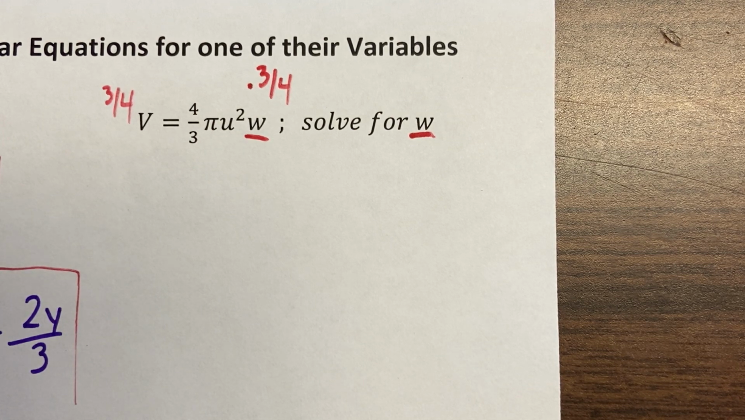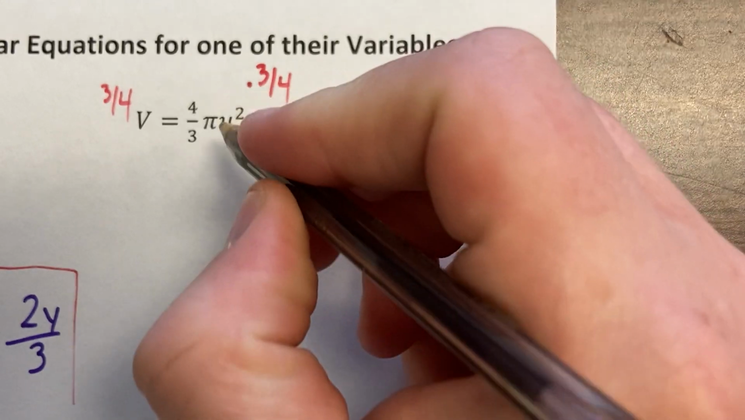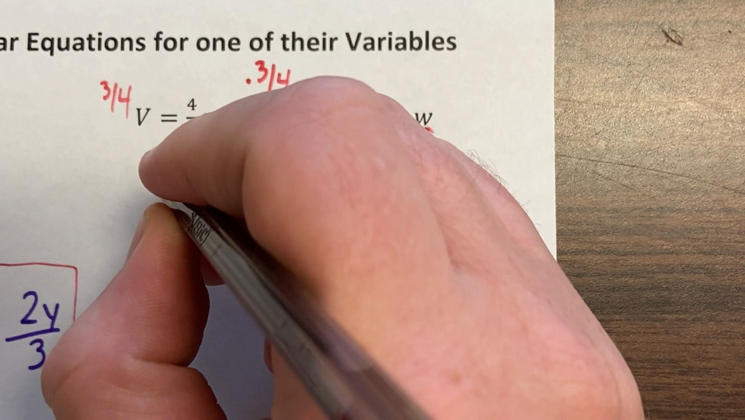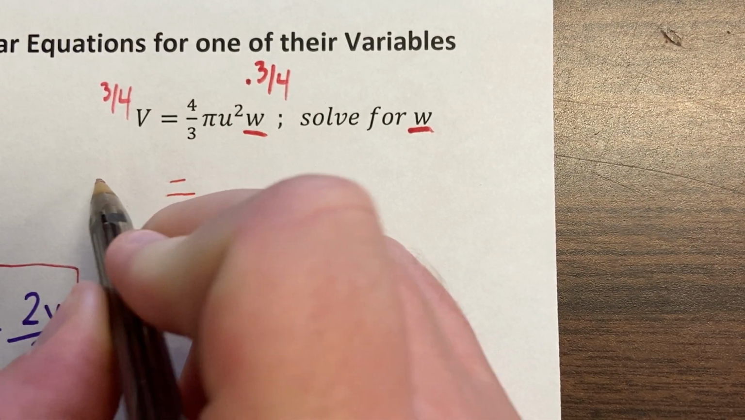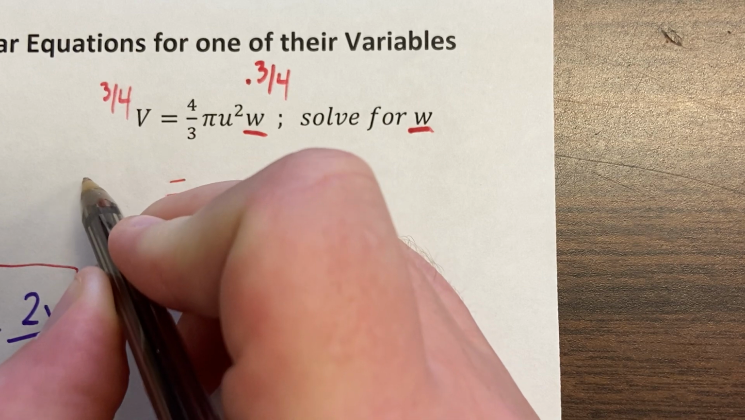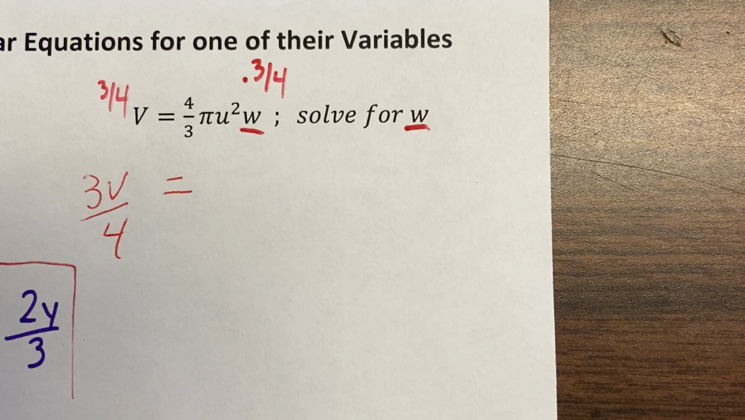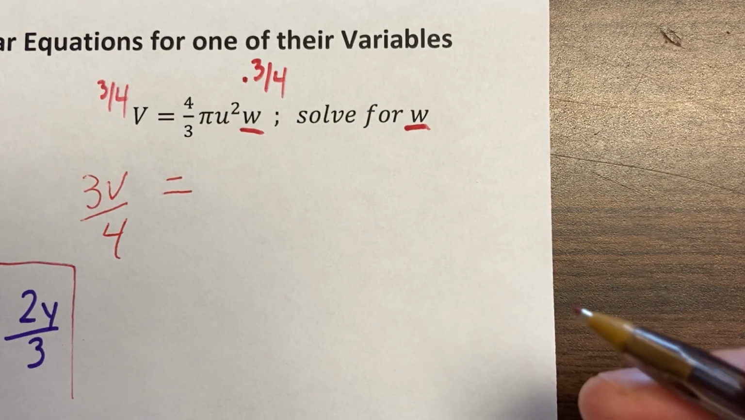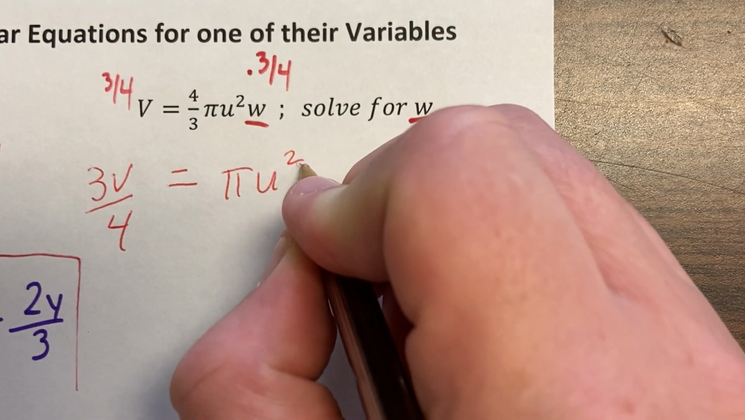All right, so we're going to multiply by the reciprocal, right? When we divide fractions, same thing, multiply by the reciprocal. So by multiplying a fraction by its reciprocal, it's going to take it to 1, right? That's what we want. It goes away. So on the left side, now we could say 3/4 v, or I'm going to say 3v over 4. It doesn't matter. I understand that v is over 1. So I'm just going to keep the fraction and keep the 4 in the denominator. So on the right side, now we have pi u squared w.